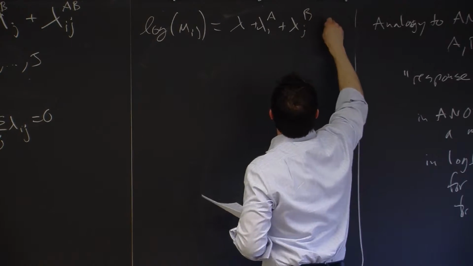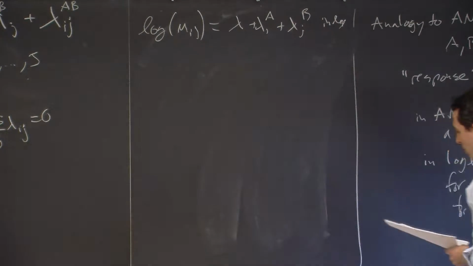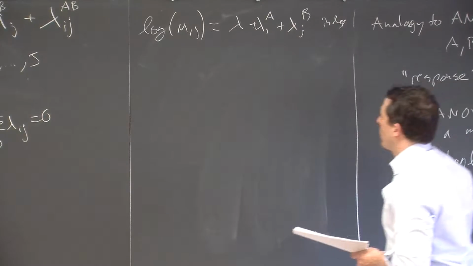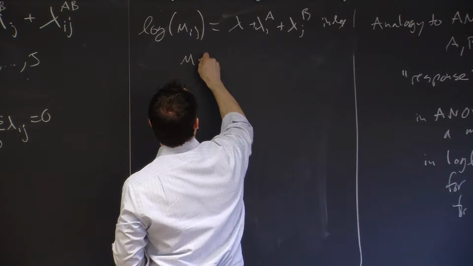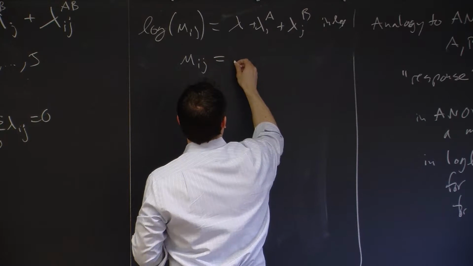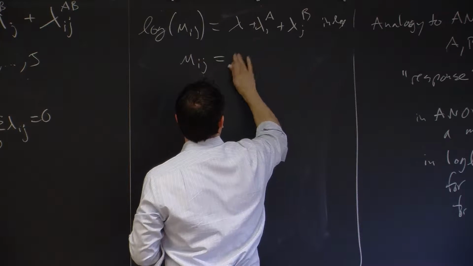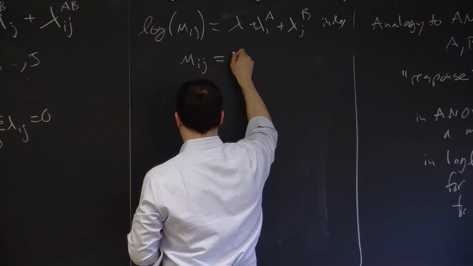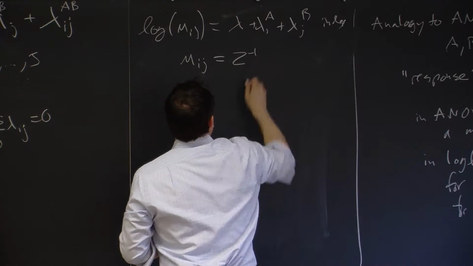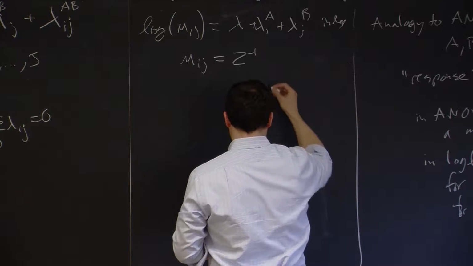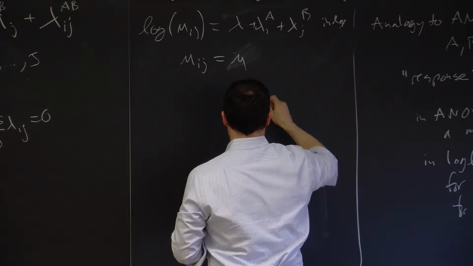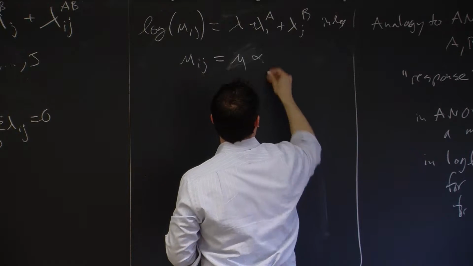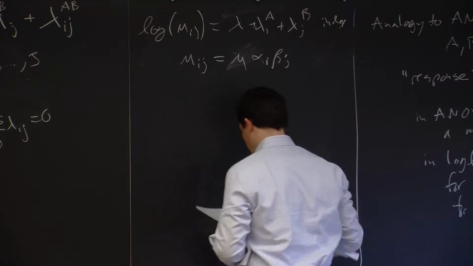That would be independence, which is just, if you exponentiate everything, what we're saying is that mu ij is equal to some adjustment. Let's call it z inverse, I can call it whatever I want. Maybe not z inverse, let's call it just mu, times some things for the row and something for the column.